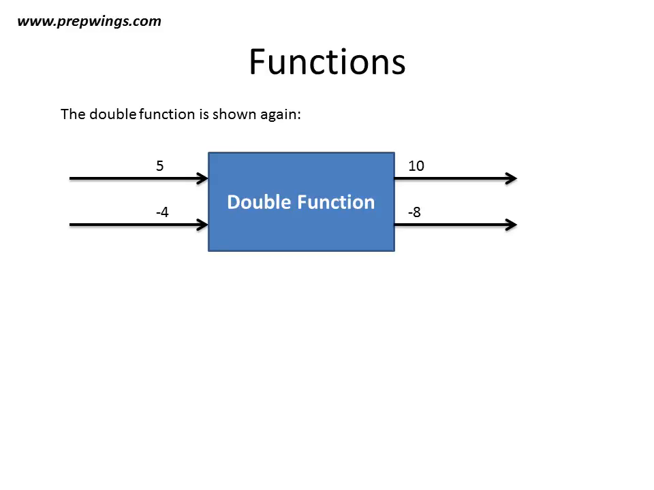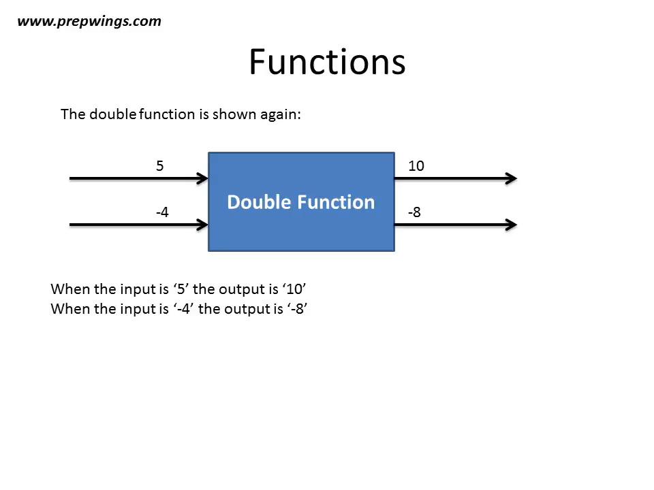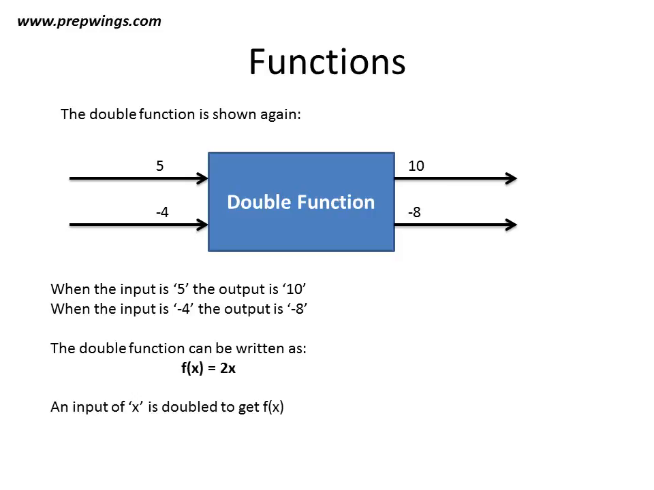So now the function is shown again over here, the double function. When we input 5, the output is 10, and when the input is -4, the output is -8. So the double function can be written as f of x is equal to 2x. Whenever x is inputted, I will get 2x as the output. So an input of x is doubled to get f of x, which is 2x.